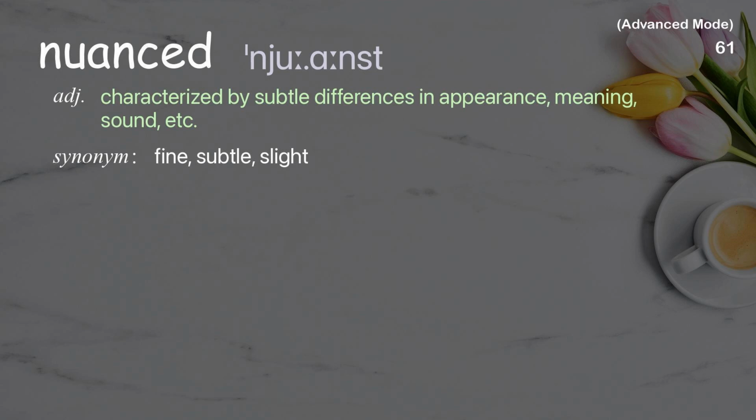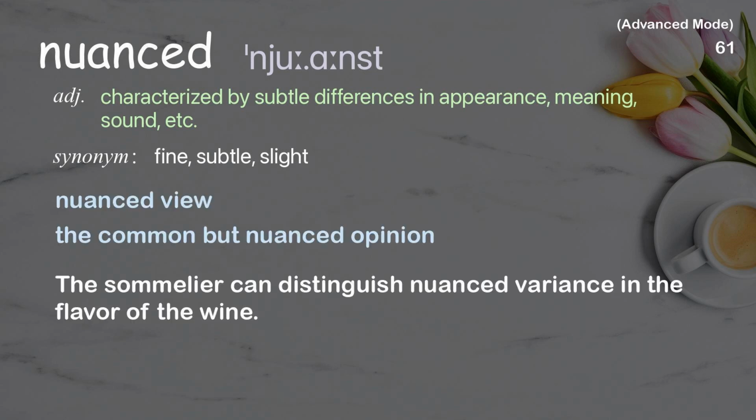Nuanced. Characterized by subtle differences in appearance, meaning, sound, etc. Examples: nuanced view, the common but nuanced opinion. The sommelier can distinguish nuanced variants in the flavor of the wine.